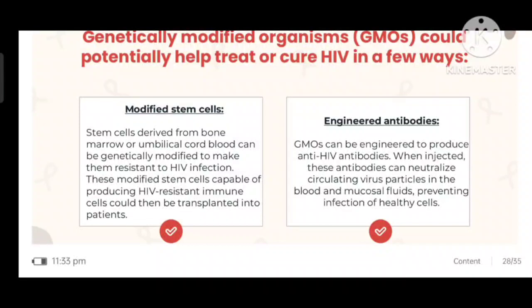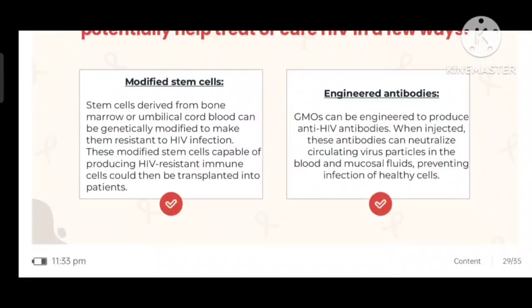Another example is engineered antibodies. GMOs can be engineered to produce anti-HIV antibodies. When injected, these antibodies can neutralize circulating virus particles in the blood and mucosal fluids, preventing the infection of healthy cells.